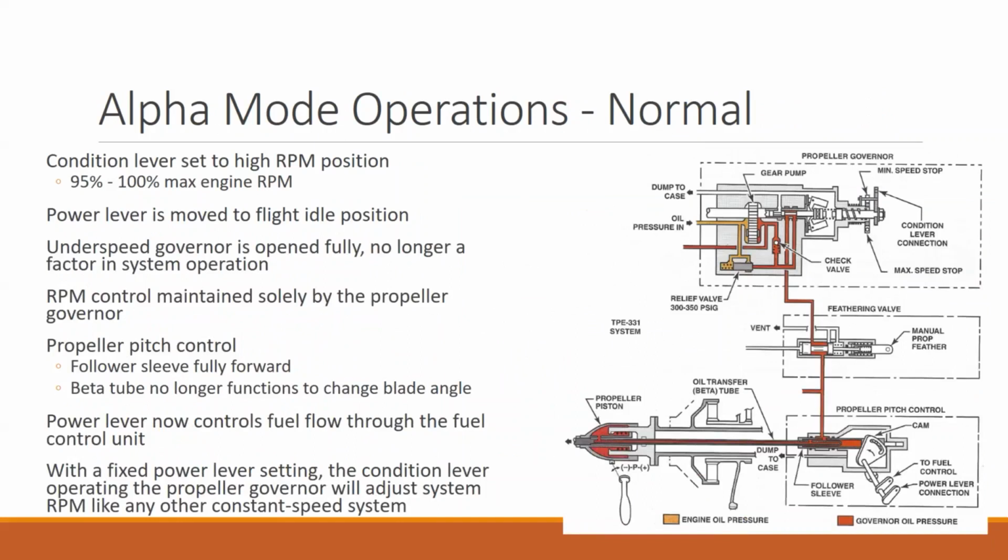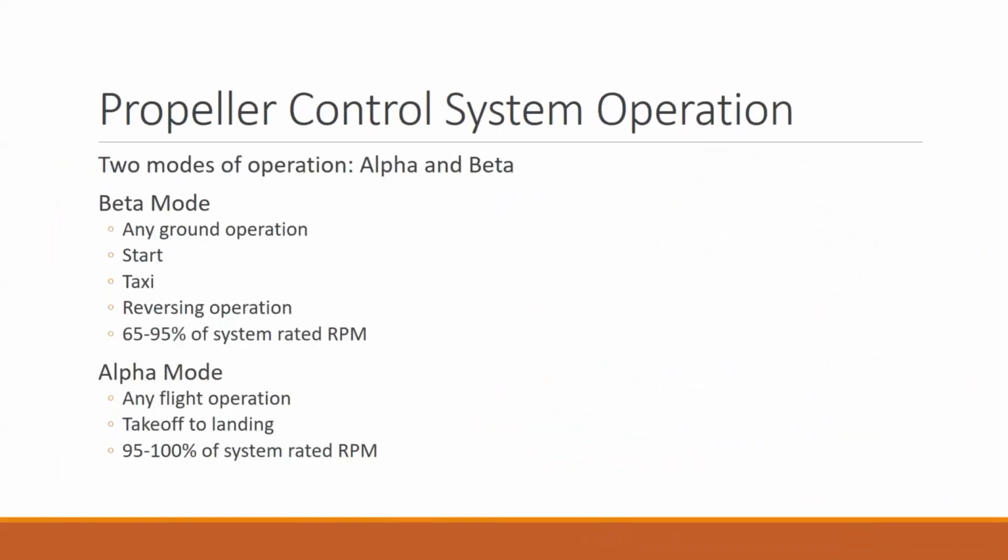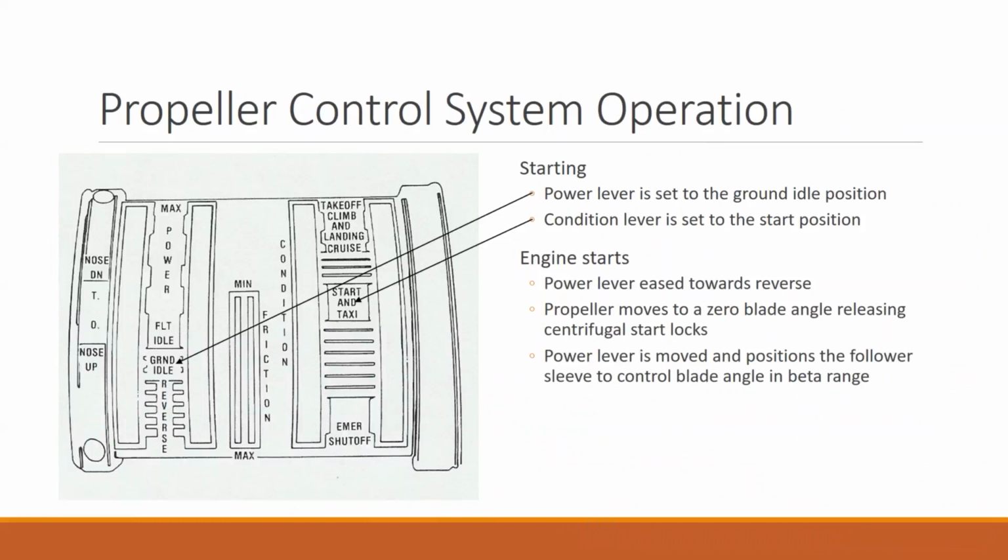The other mode of operation is our alpha mode. So we're going to neutralize everything out. Everything's been neutralized down here in our pitch control. Now we're pushing the power lever forward into the flight idle position. So let me go back to this real quick. We're going from ground into the flight idle, just a little bit further forward here. That's going to put us above that 95%. And now we're going to start to enter the alpha range. That's the other mode of operation. And alpha range is going to be anything from flight idle to max.